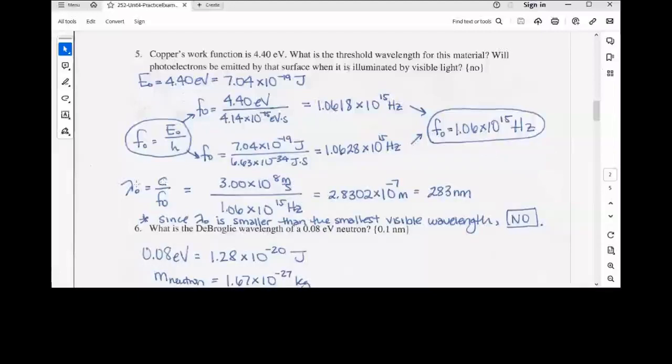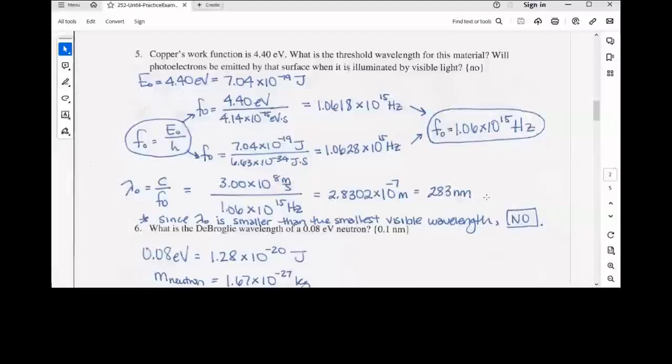hertz. And from there, the threshold frequency would have to correlate with the threshold wavelength. And the wavelength is what we got to see most directly when we were working with the photoelectric effect sim in the photoelectric effect part 1. Take the speed of light, divide it by that frequency, and you end up with 2.8302 times 10 to the negative 7, and that's meters. Multiply that through by 10 to the 9 to get it into nanometers. So we have 238 nanometers.